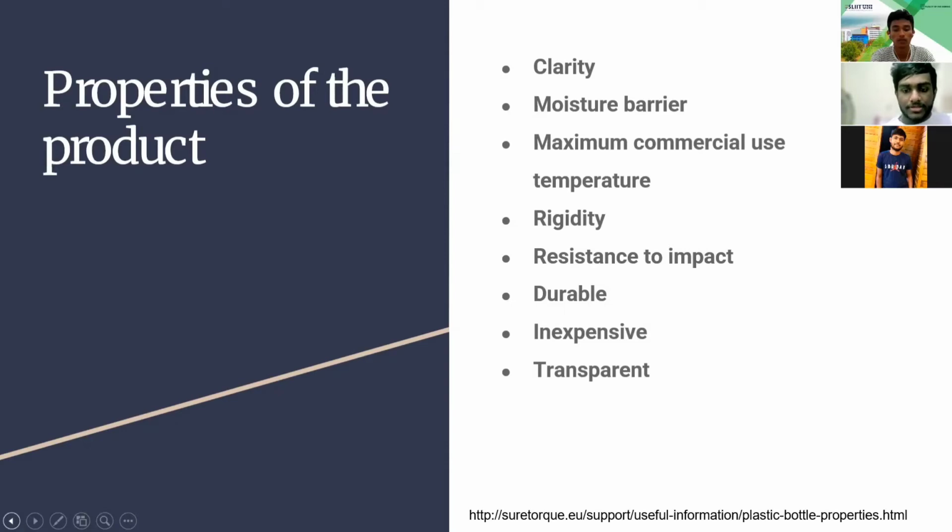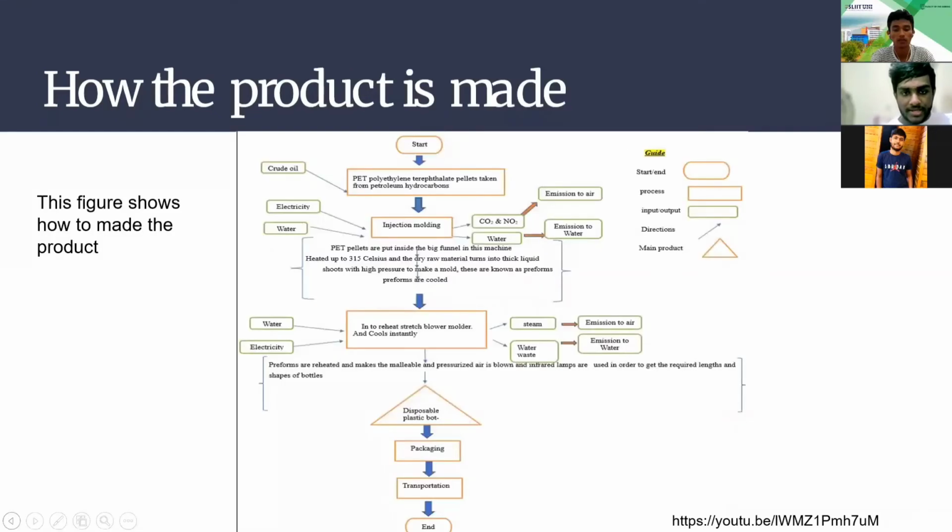The next property is inexpensiveness. Plastic bottles are very low in cost and can be affordable by many people. The last property is transparentness. Plastic bottles are very transparent and it helps to see through the bottle. So we can confirm that the quality of the water is assured inside. Next, I will be explaining how plastic bottles are made.